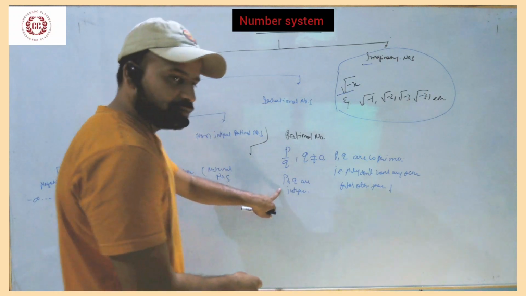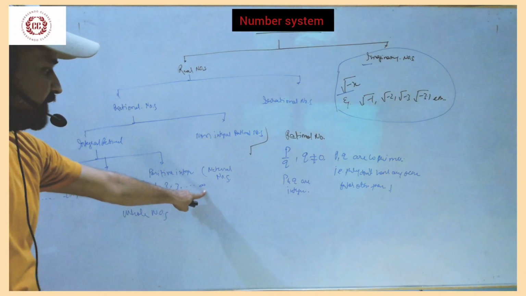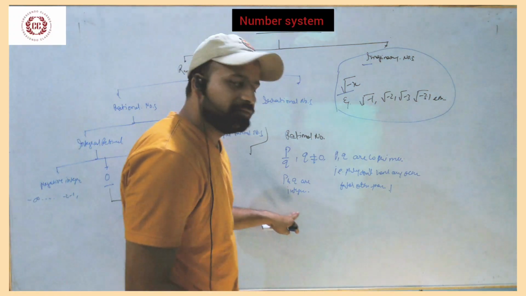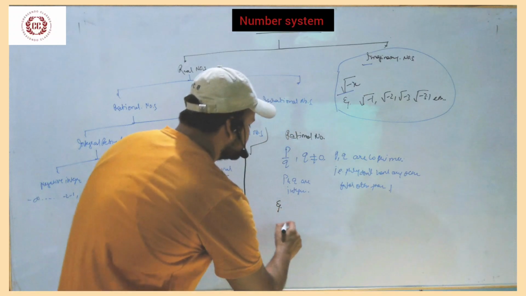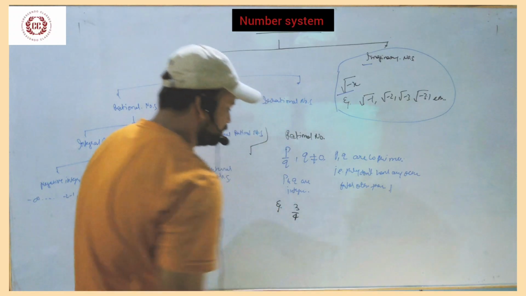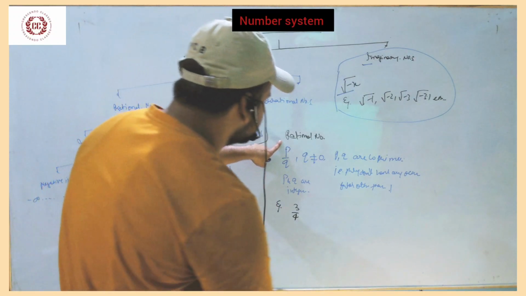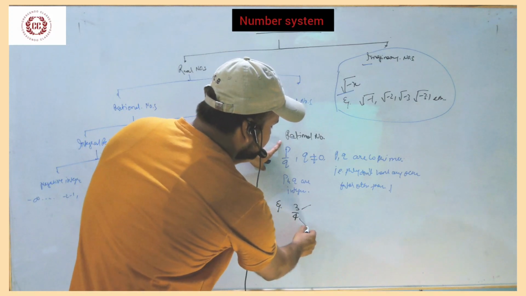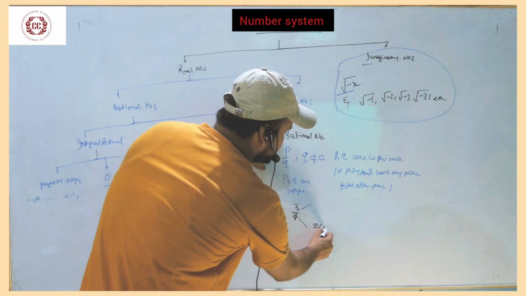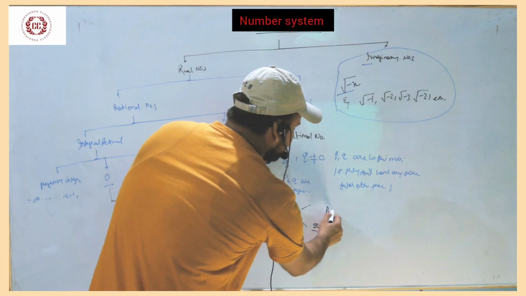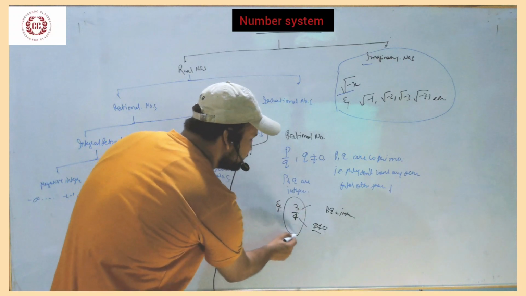What are integers? We had seen this before. Integers are minus infinity to plus infinity. All the numbers which are complete will be called integers. For example, we can take 3 by 4. It verifies the definition of rational numbers. The numerator is 3, the denominator is 4, where p is 3, q is 4, q is not equal to 0, and p and q are integers. Therefore, it will be a rational number.